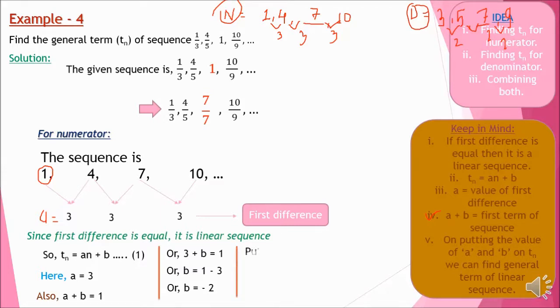Now we can put the value of a and b in equation 1. We get Tn equal to 3n minus 2. Now we have found the general term for the numerator. In the same way we will find it for the denominator also.